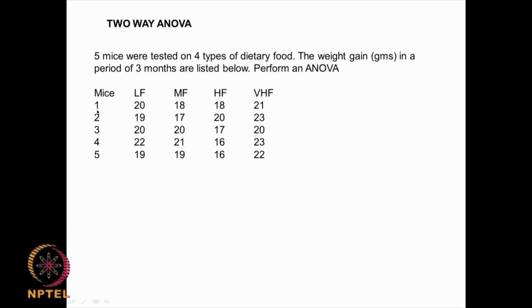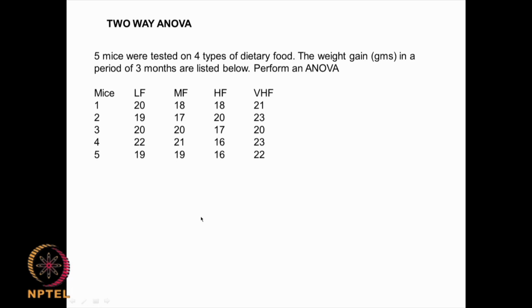So, we have 5 mice. They were tested on 4 different types of dietary food, and then after 3 months their weight gain was measured. Mouse 1, when given LF, gained a weight of 20. The foods are low fiber, medium fiber, high fiber, very high fiber. Each mouse from a litter was tested, and then the weight gain was measured. So, these are the experimental results we have.